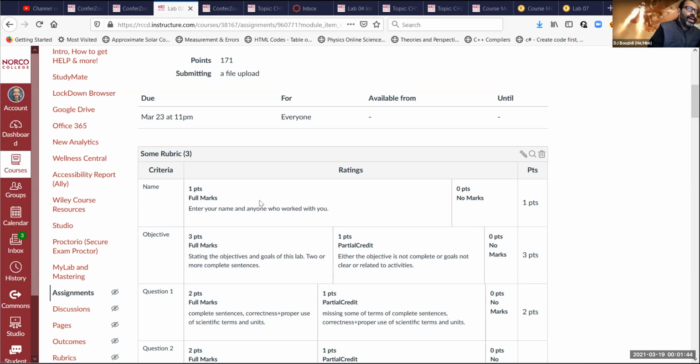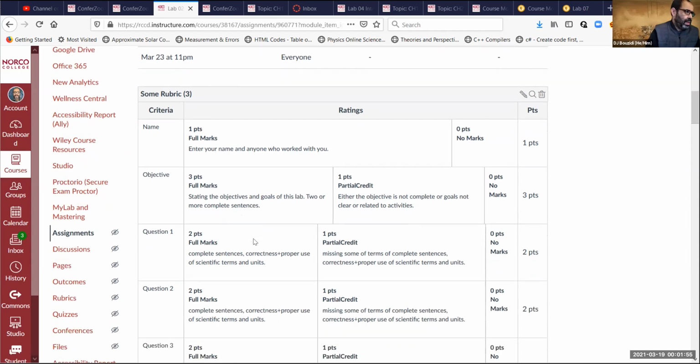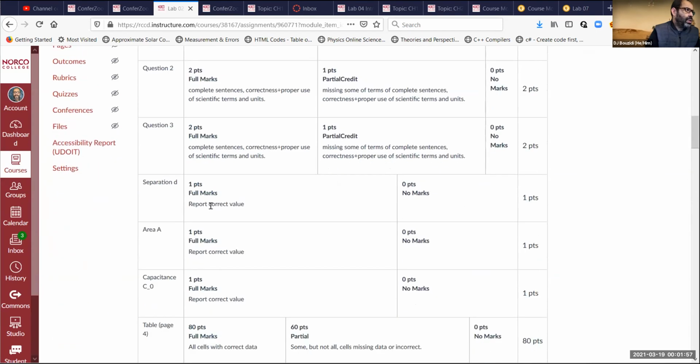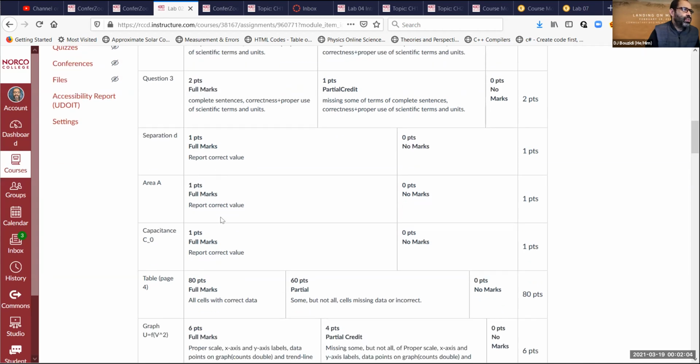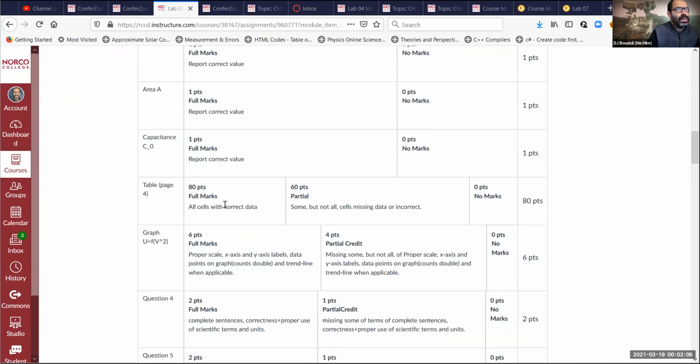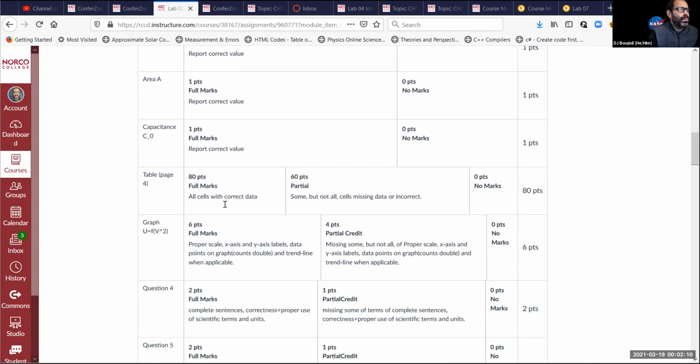So your name or names is graded. Objective is very important. I'm going to talk about the objective now because I think we need to get this mastered. Then answering the questions, doing the activities and doing the measurements. Each measurement is worth 1 point. Then filling the table, every cell is worth 1 point. You have 80 cells, 80 points.